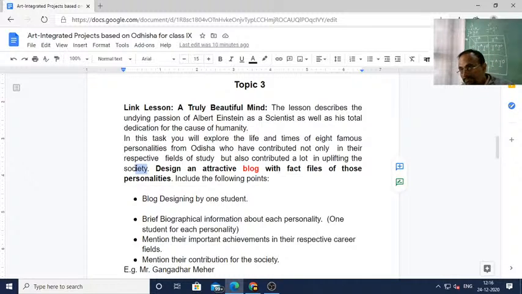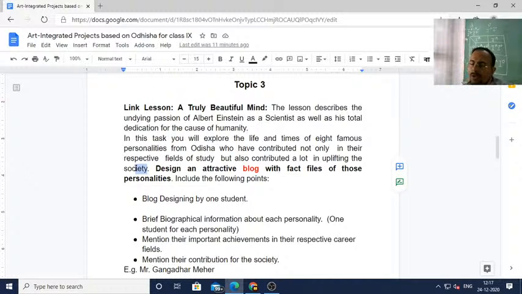He was famous for his theory of relativity, E equals mc square. So in addition to contributing to his field of study, that is physics, Albert Einstein has also contributed in a mighty way in uplifting the society. So he was also a social worker. So likewise, you have to select 8 famous personalities from Orissa who were not only famous in their respective field of study or field of work, but also in society for their good works in society.